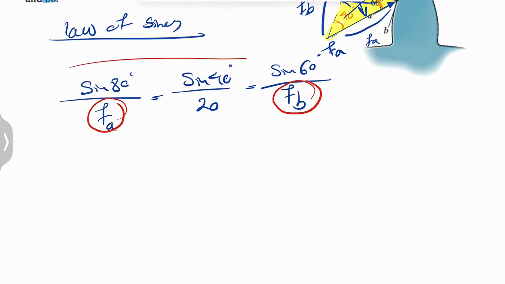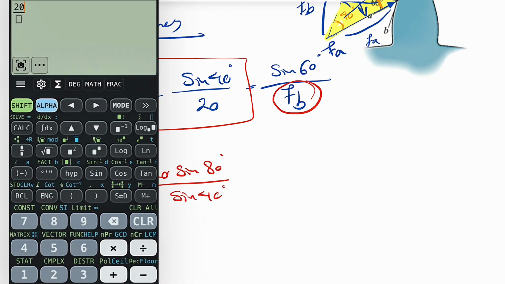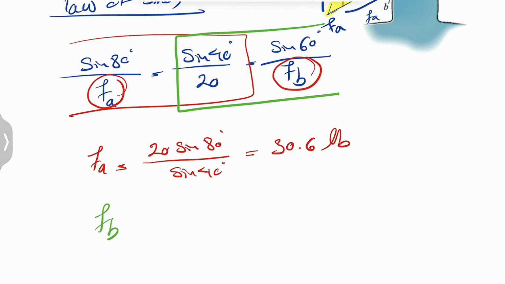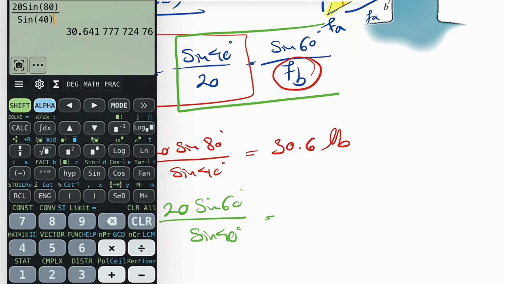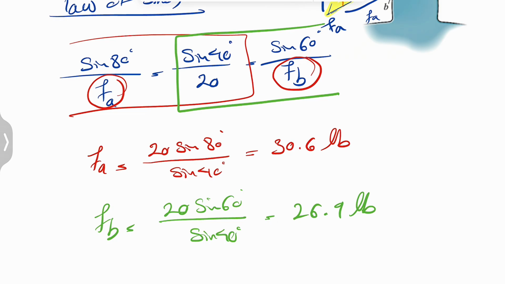So basically we can consider this one for FA, and if we just cross multiply, FA would be 20 sine of 80 degrees over sine of 40 degrees. Let's see what we get. So 20 sine of 80 over sine of 40. So that's going to give us 30.6 pounds, and that's for the FA. And for the FB, we can consider these right here, and FB will be 20 sine of 60 degrees over sine of 40 degrees. So this time we have 60, and this is going to give us 26.9 pounds, and these are the two components that the question is asking us.